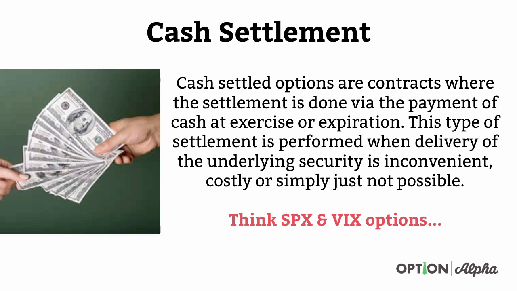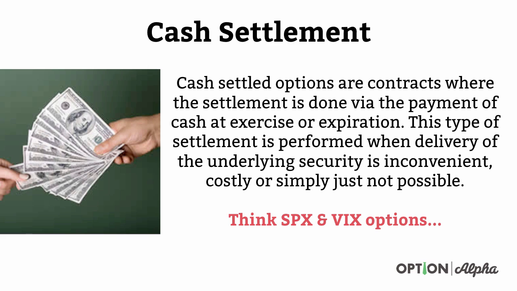Now, there is a difference because there are also cash settled options. These are options contracts whereby settlement is done via the payment of cash at expiration. This is typically the settlement that is preferred when delivering an underlying security that is inconvenient, costly, or simply impossible to give. You want to think here of the SPX and VIX options. Most index options are cash settled, and the reason is because you can't go out and buy an index.